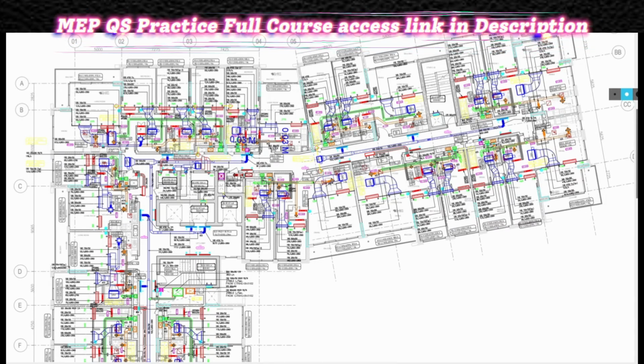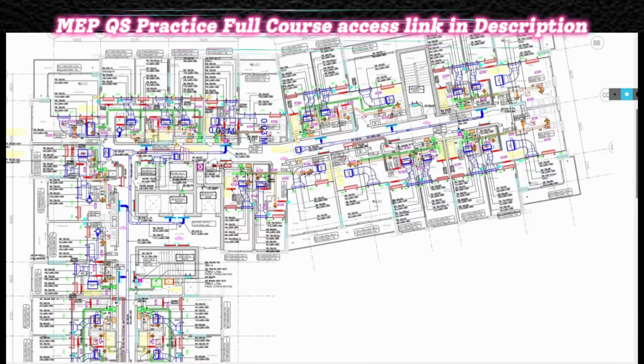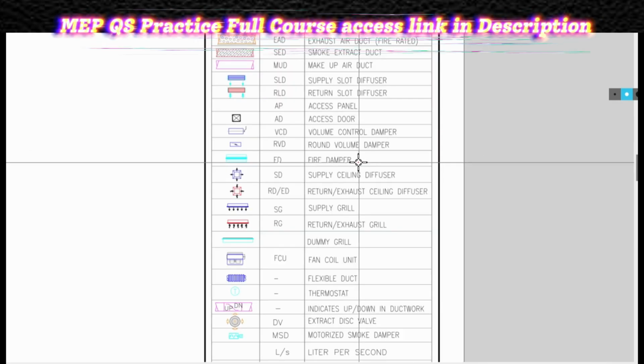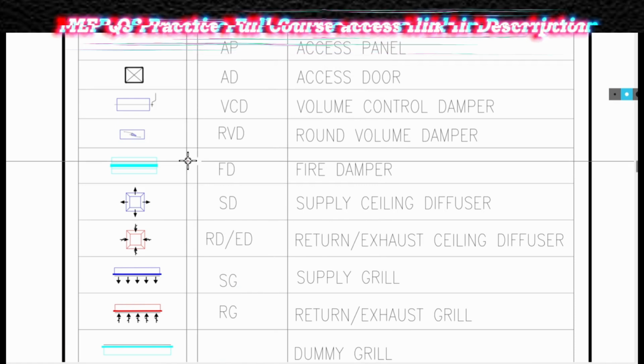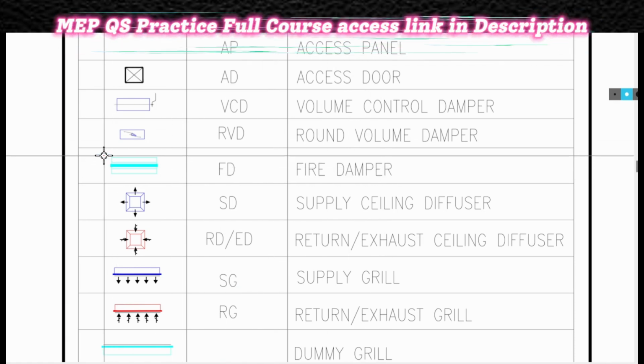So you can see here first the legend. Before we start the quantity takeoff, we have to fully understand the legend. There are a lot of components involved in the HVAC system. The important thing is we are discussing now the fire dampers. So the fire dampers are notified by the blue color icon.